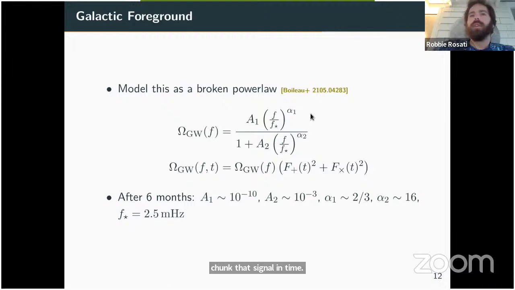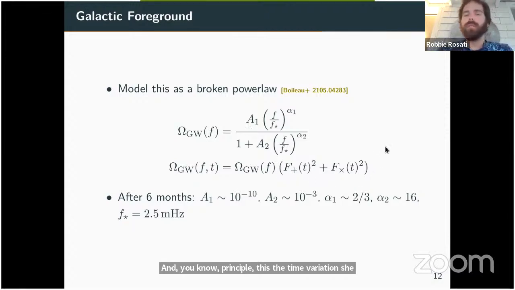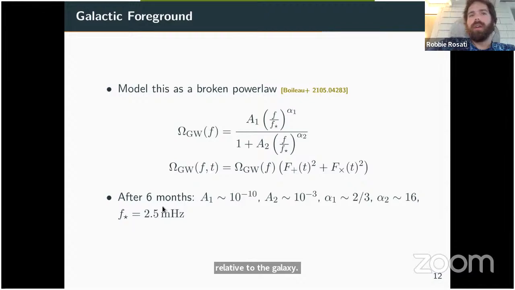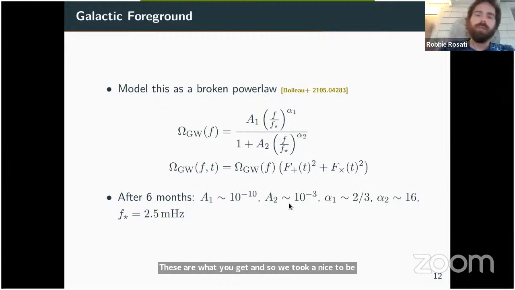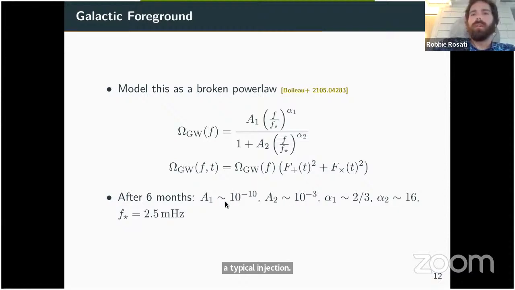So say, independently fit for at least this amplitude, this A1 here, every single month of the LISA data. And in principle, the time variation should just depend on the antenna pattern of LISA relative to the galaxy. And if you fit these parameters at 6 months of the galactic background, these are what you get. So we took these to be like a typical injection and took wide priors around them.